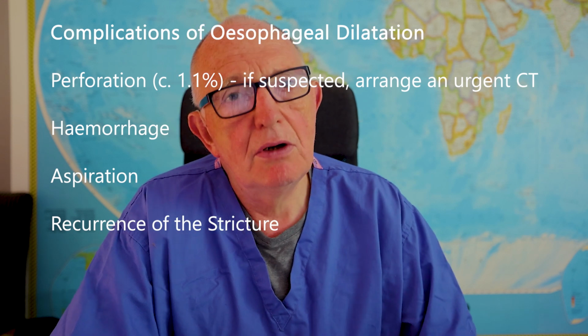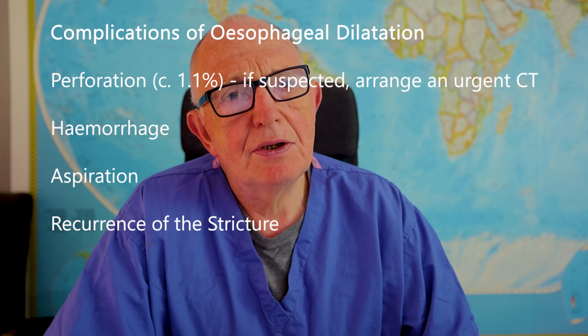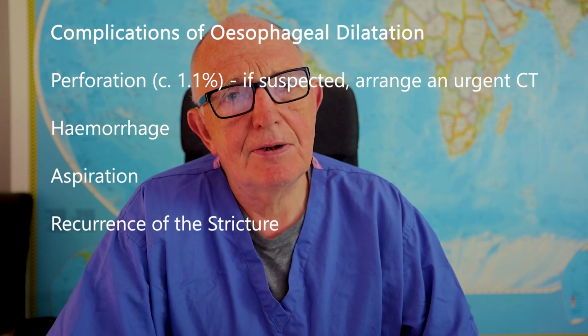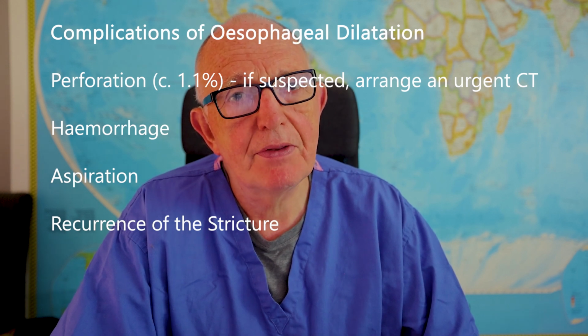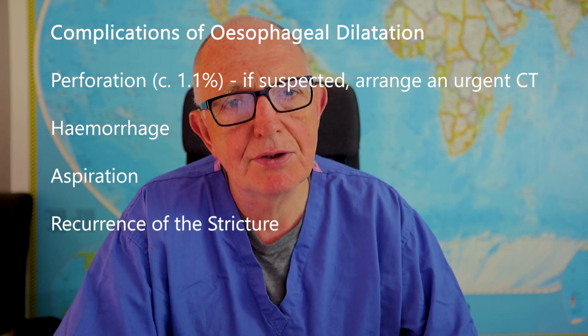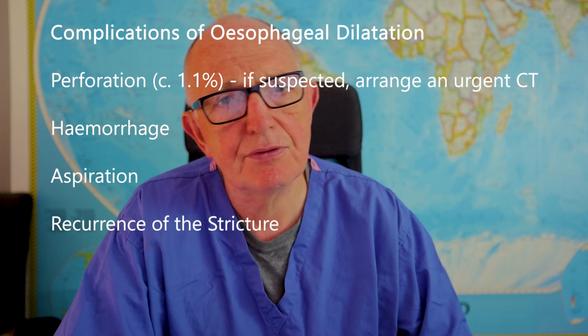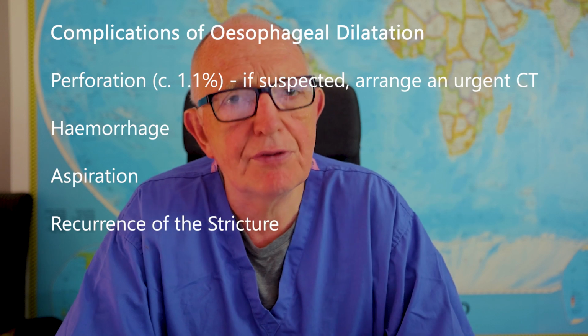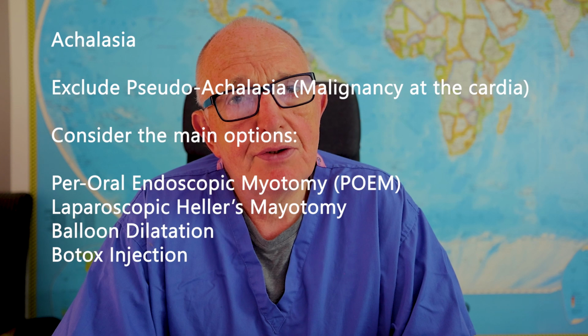Other complications include bleeding, although that is unusual, and an aspiration can also occur, but again, it is unusual. And obviously, it's always possible that restenosis may occur, and if that happens, then you would have to repeat the process, possibly in conjunction with some steroid injections of triamcinolone into the stricture to soften it up before doing a repeat dilatation.